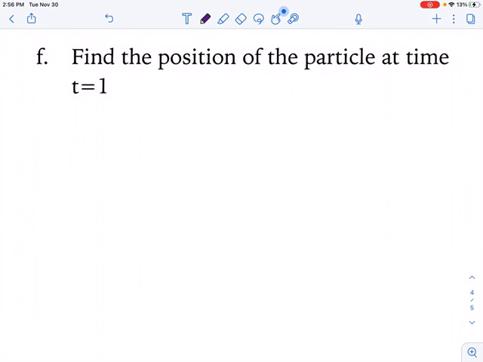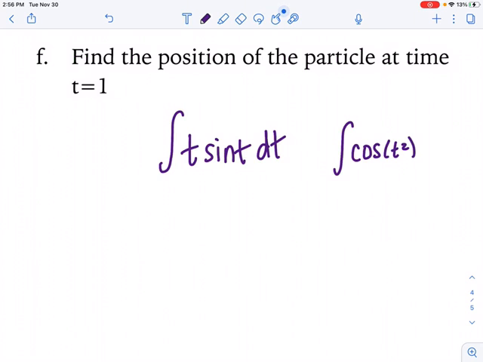Okay, now we know that the antiderivative of velocity is going to get us position. Now, if you try to take the antiderivative of t sine of t, that's going to be fine because you're going to be able to do that with integration by parts. But if you try to take the antiderivative with the cosine of t squared, that's not going to work. Okay, that's not something that we have a method for. So we're going to need to use our calculators, but our calculators can only be helpful with a definite integral.